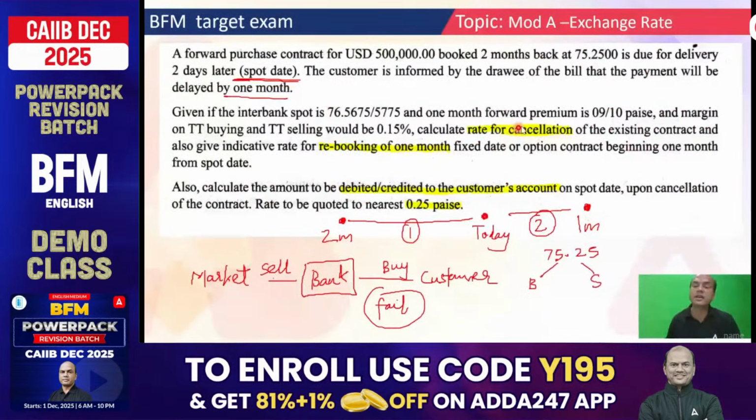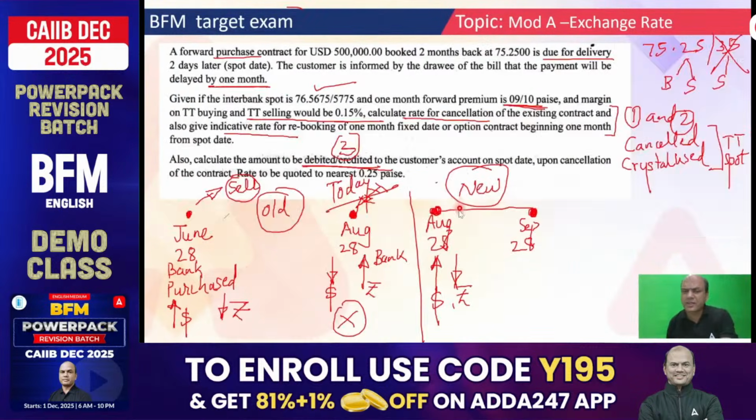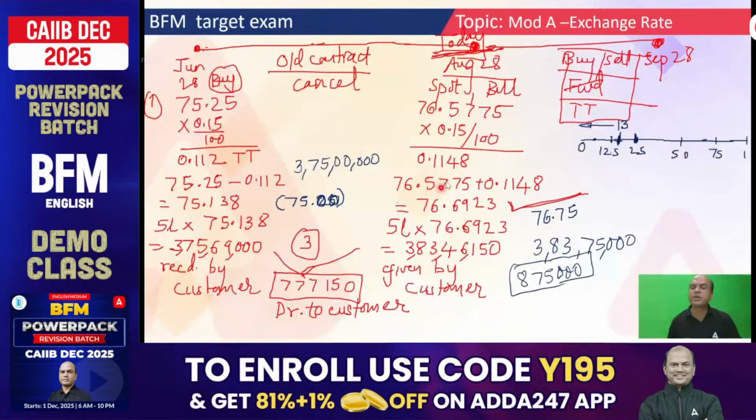So now look at this. 3 problems were asked: rate for cancellation, rebooking for 1 month, and debit credit to the customer. Debit credit is over, rate for cancellation is over. Rebooking for 1 month. Now there is one more part given. Rate to be quoted near 0.25 paise. If they give you that, take these rates as nearest 0.25 paise. 57 will go to, let's say, 50. This will go to 75.138, so this will go to 75. That way you can take it, but in exams nowadays they don't ask you nearest 0.25, not required as such. So this part is over now.